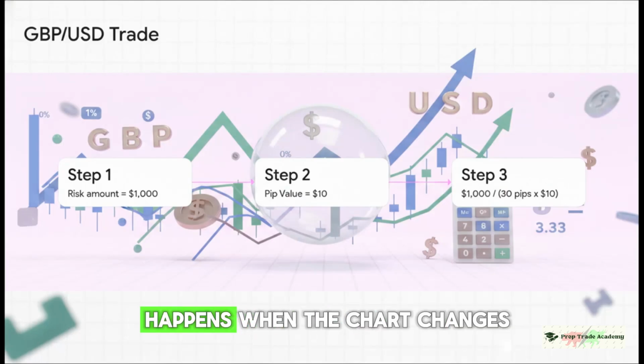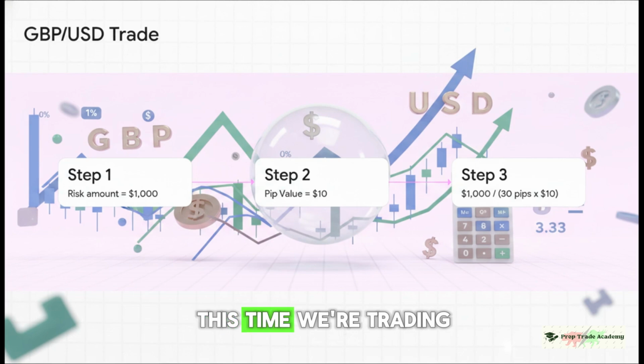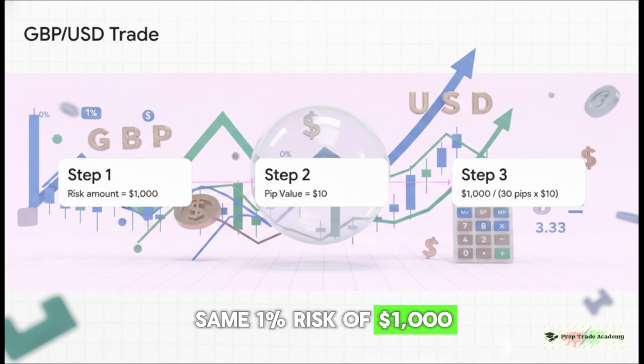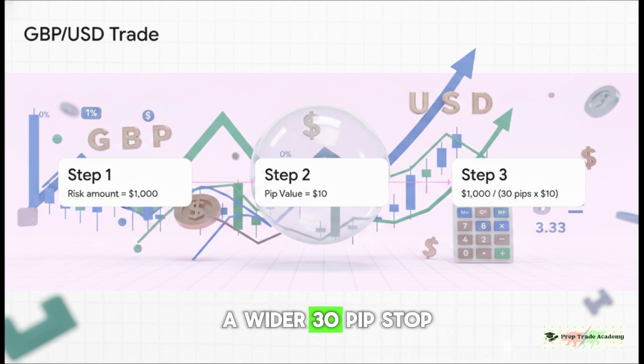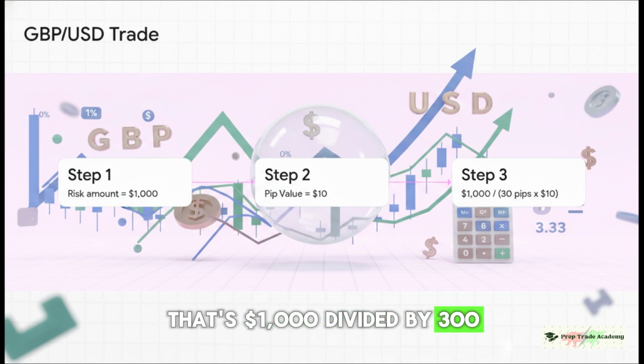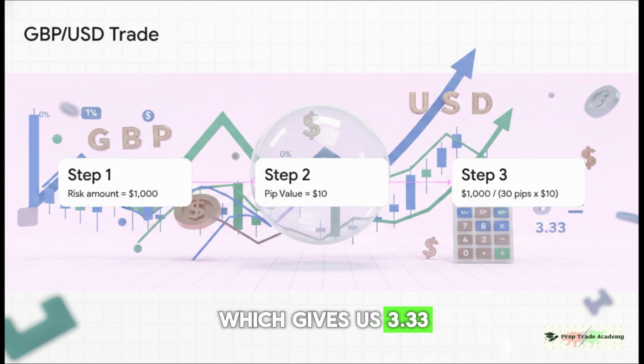Now, let's see what happens when the chart changes. This time, we're trading GBP/USD. We've got the same account size, same 1% risk of $1,000. Pip value is still $10 per lot. But this time around, the market structure requires a wider 30 pip stop. We plug that into our formula. $1,000 divided by 30 pips times $10. That's $1,000 divided by 300, which gives us 3.33.